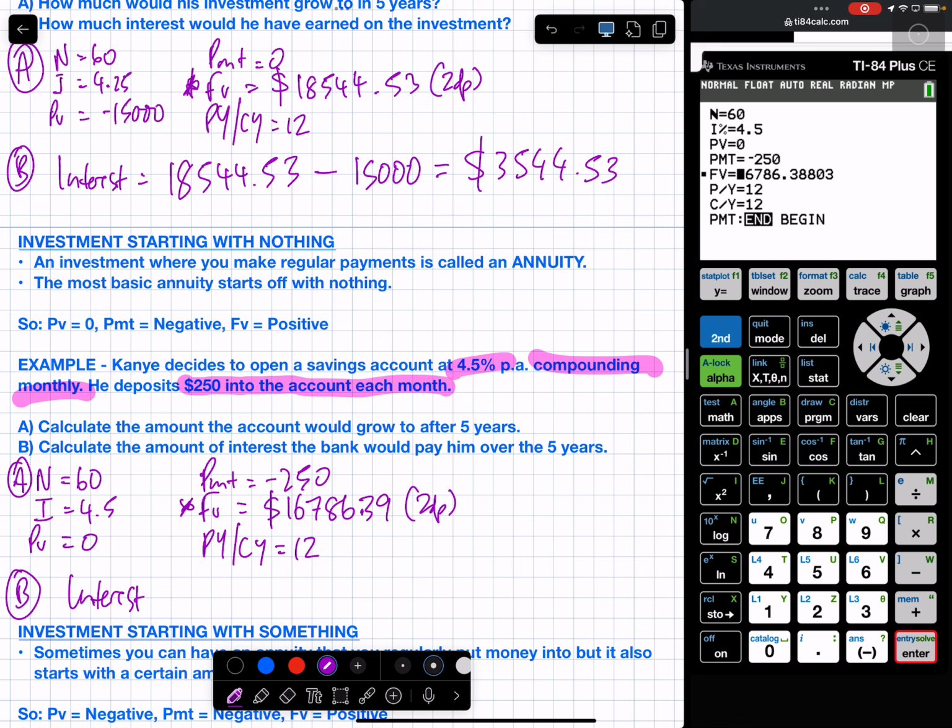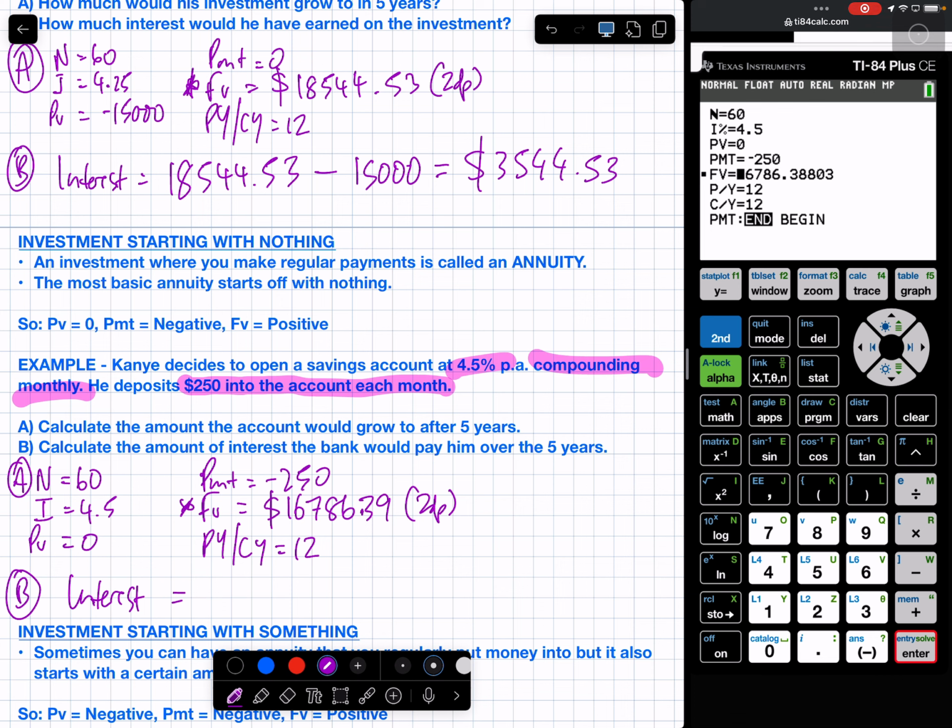Interest. That seems like a lot. $250 per month is not actually bad. For some of you working would actually be able to afford that. $250 a week's maybe excessive, but $250 a month's not bad, especially for an adult.